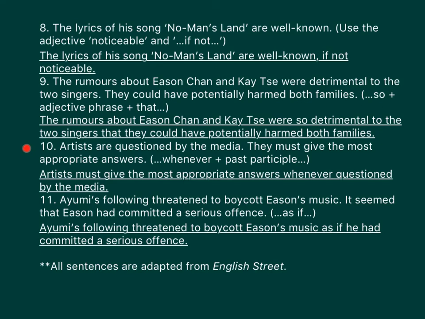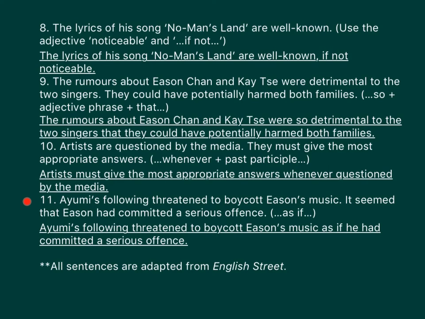Number 10. Artists are questioned by the media. They must give the most appropriate answers. Artists must give the most appropriate answers whenever questioned by the media.